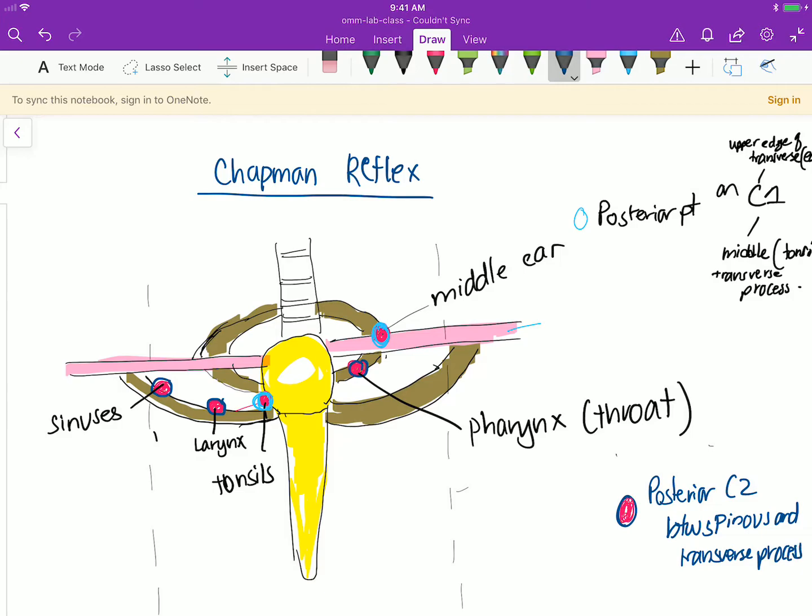So hopefully my simplified drawing and the simplified way just helps you understand and remember the Chapman's points for ear, throat, tonsils, larynx, and sinuses a little bit better.